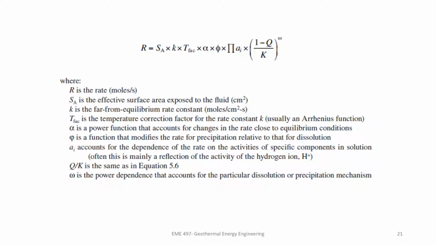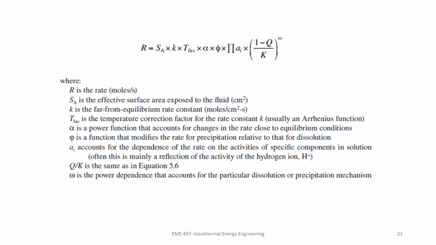Alpha is a power function that accounts for a change in the rate close to equilibrium conditions, and phi is a function that modifies the rate for precipitation relative to that for dissolution. Alpha I accounts for the dependence of the rate on the activities of specific components in the solution, and often this mainly is a reflection of the activity of the hydrogen ion H+, and omega is the power dependence that accounts for the particular dissolution or precipitation mechanism.